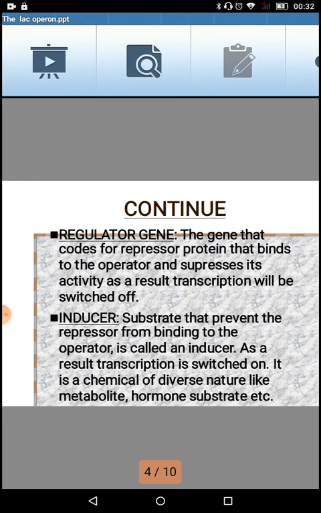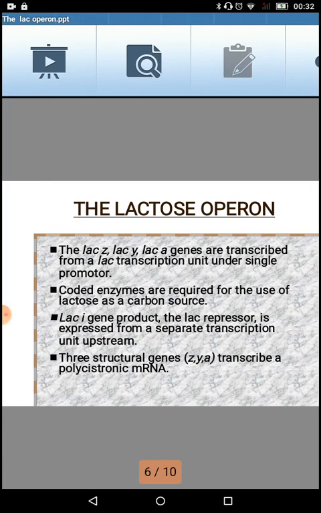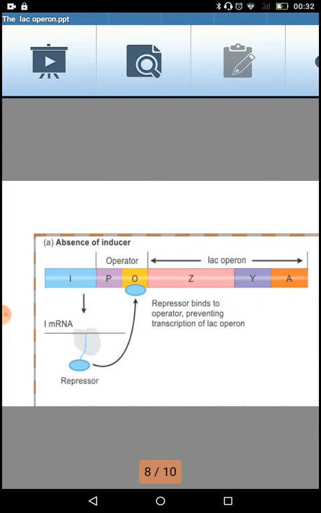Now, this is a general idea of an operon. Let us go into the lac operon, which will make our concept more clear. Now, see, this is the diagram of a lac operon. I am just reverting a little bit so that you can understand. This is the diagram of a lac operon. As usual, I am just reading it out.